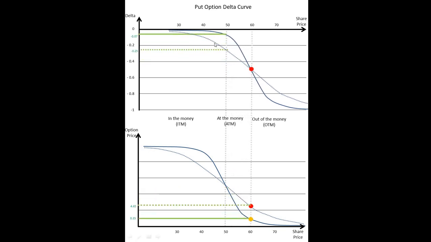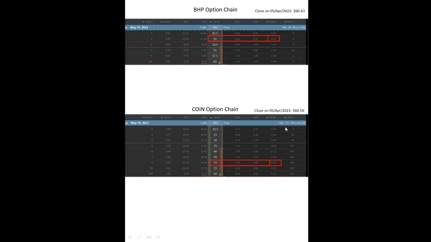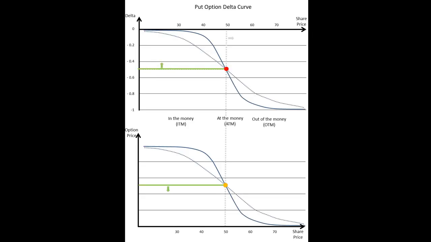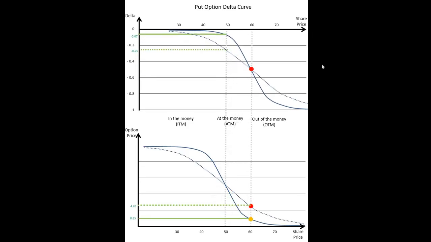As we can see, the delta for the dotted line moved from 50 to 25. For the continuous line, it moved from 50 to 0.07. Now, if we go back one slide, then we can see that the $50 strike price has a delta of 7 for BHP and 25 for Coin, which tells us that the continuous line is showing us BHP, while the dotted line is showing us the delta movement of Coin. Now let's take a look at what happened to the option price.